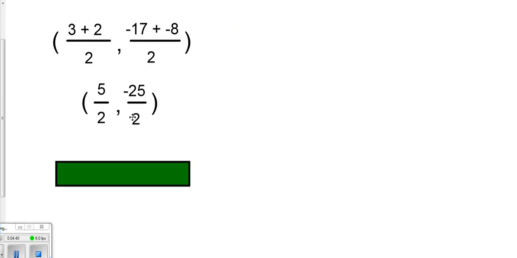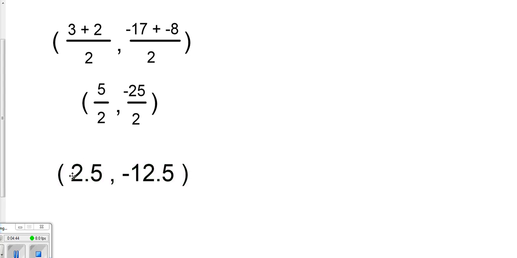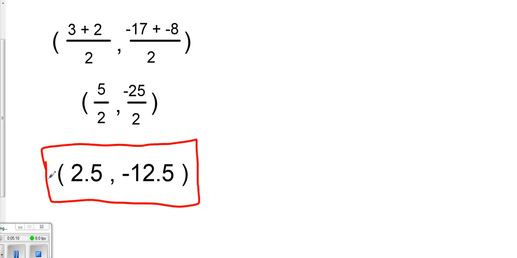Now you can leave it as a fraction in this case, or if you want, you can simplify it down and call it 2.5 and -12.5. This one would be much harder to graph because this -12.5 would be really low, plus it wouldn't actually be on any lines. Seeing 2.5 and negative 12.5, this would actually be in the middle of a box somewhere. So it wouldn't necessarily be super easy to graph it exactly. But in the end, this would be our midpoint.